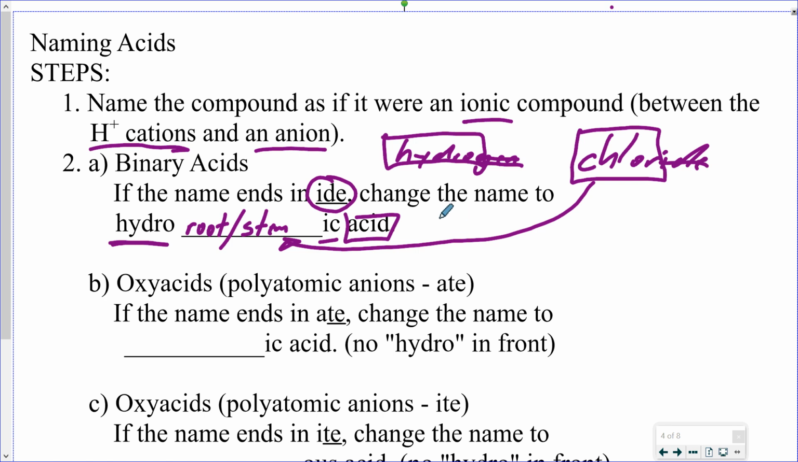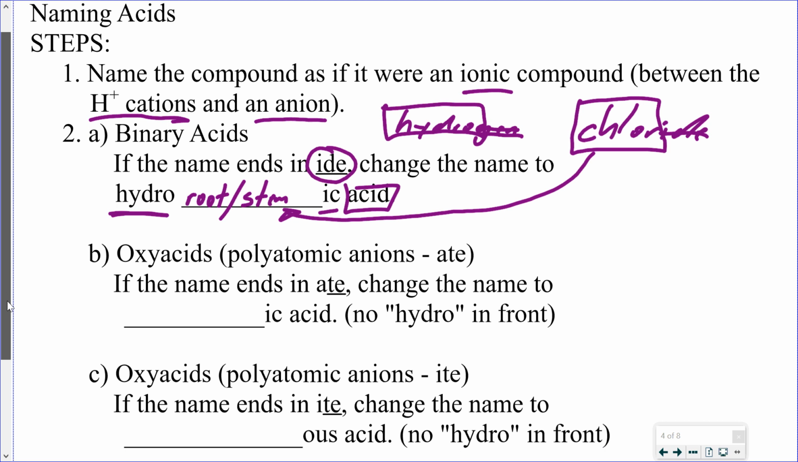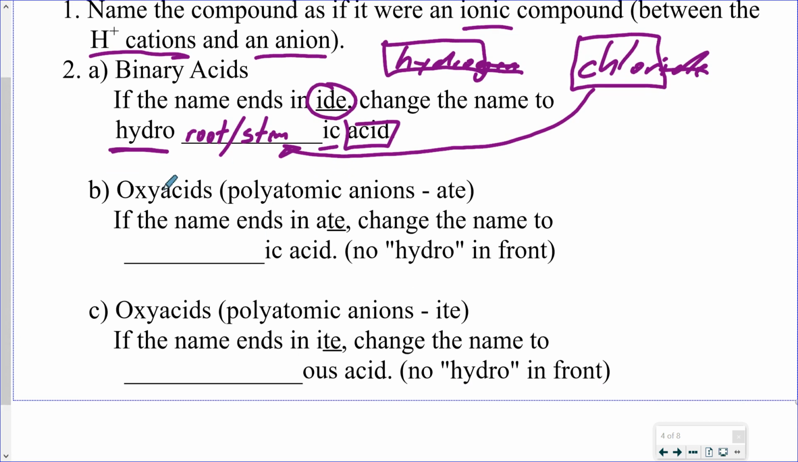We'll take a look at a number of examples, and this, by the way, is on the back of your data sheet. I'll go to that in a second, then we can take a look at it. But let's just take a look at the other couple of possibilities. The other two are for the oxyacids. So these are ones where it's still going to be hydrogen, of course.